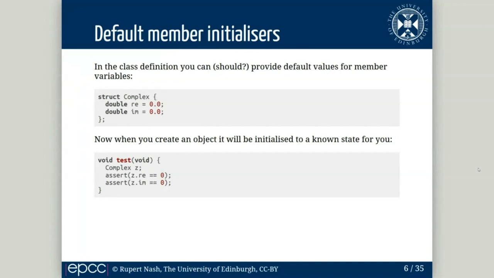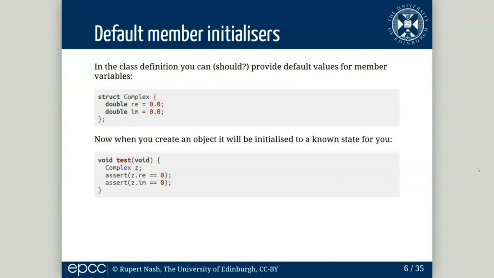So here we've got the example for complex, and as it says, we should provide default values for member variables. Generally, for certain types, it's good practice to make sure we initialize everything. We really want to make sure that every object or variable we create has a value. And we can see we're doing that here with giving these default values inside the struct definition. And so we know that when we come to use it, it's actually going to be initialized properly.